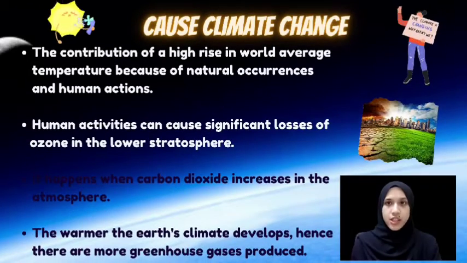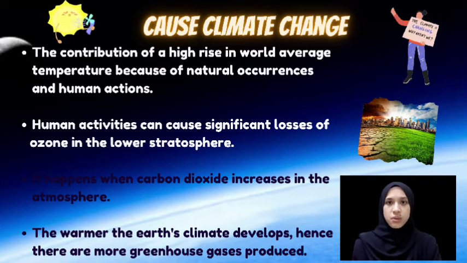Lastly, climate change is also affected by ozone pollution. A higher concentration of ozone can raise the temperature and result in bad air quality. There are significant losses of ozone in the lower atmosphere that are caused by human activities. Climate change happens when the carbon dioxide increases in the atmosphere. The sea levels and precipitation will increase when climate change happens.